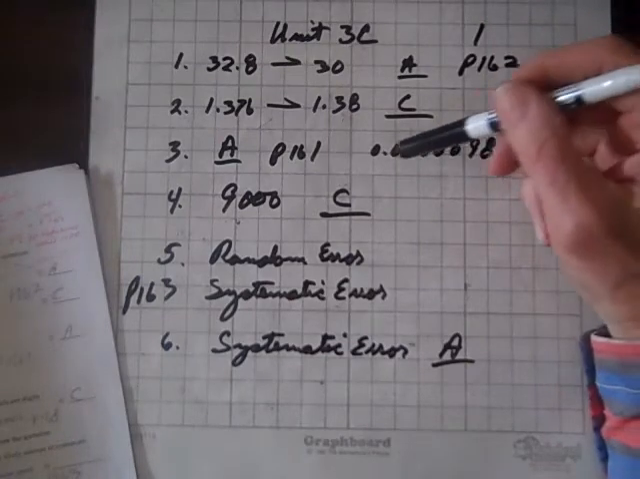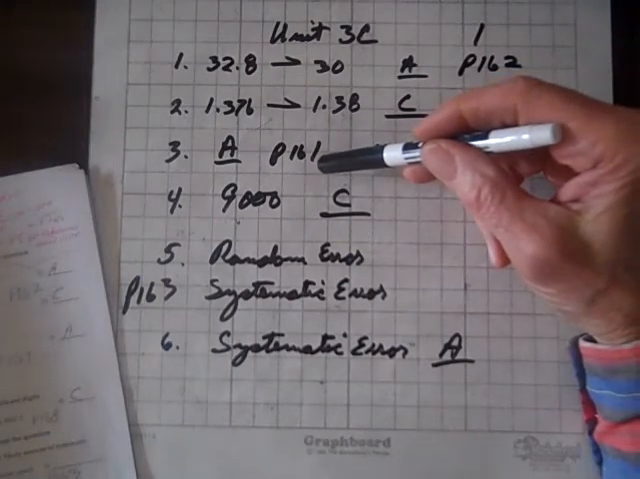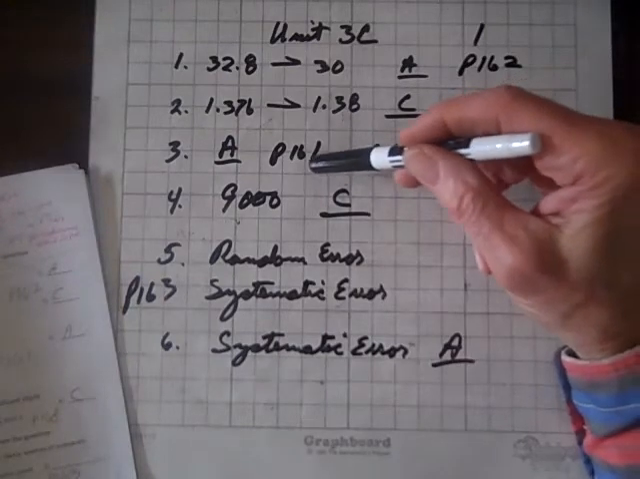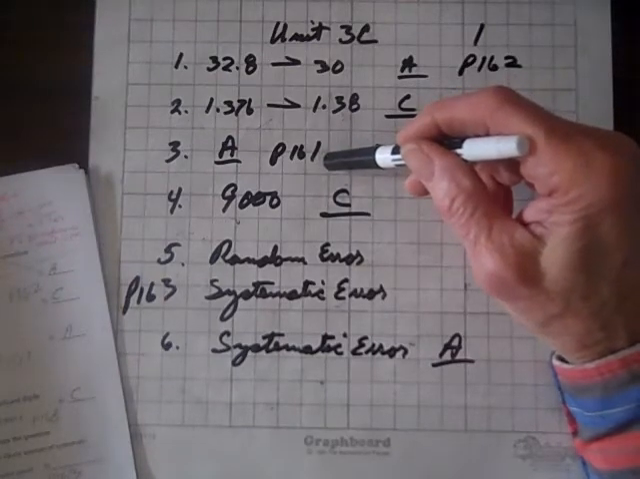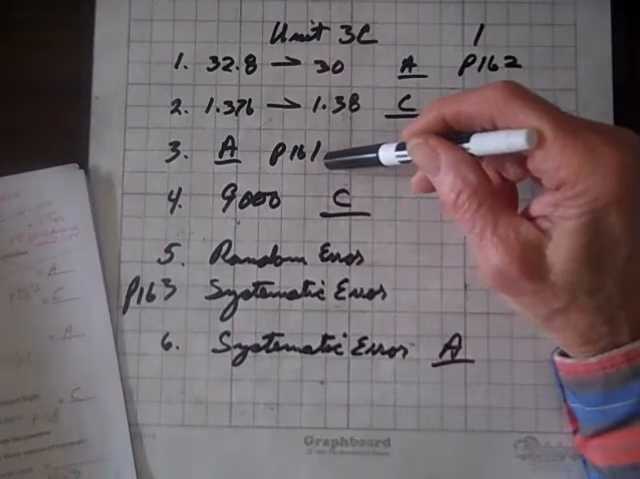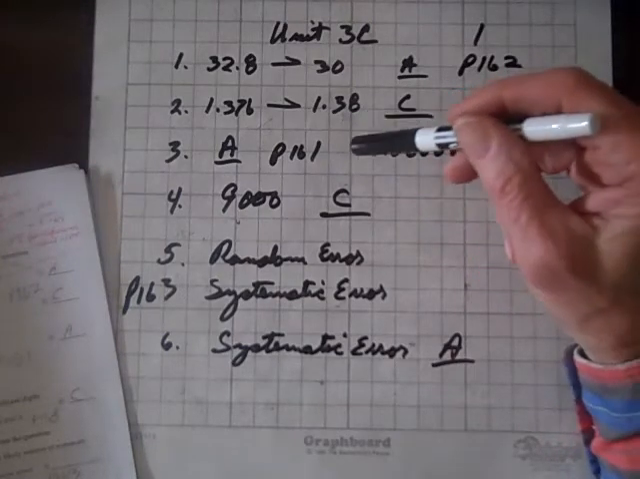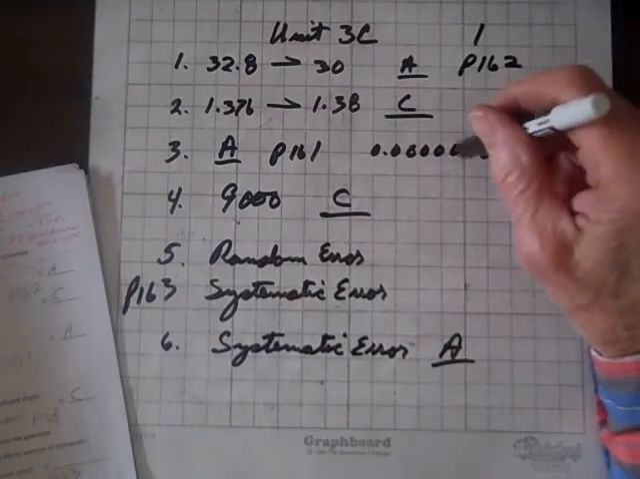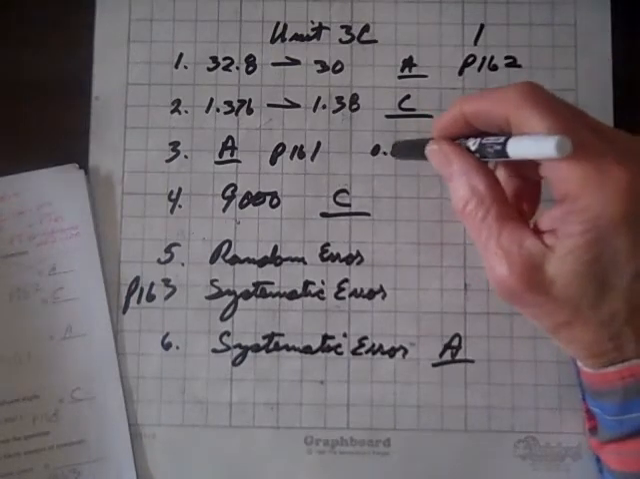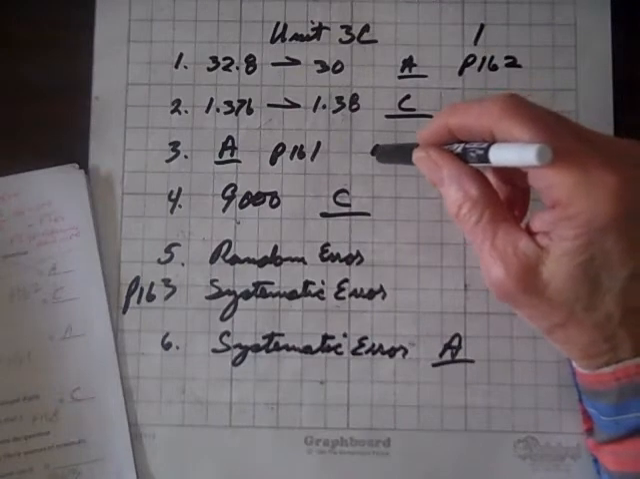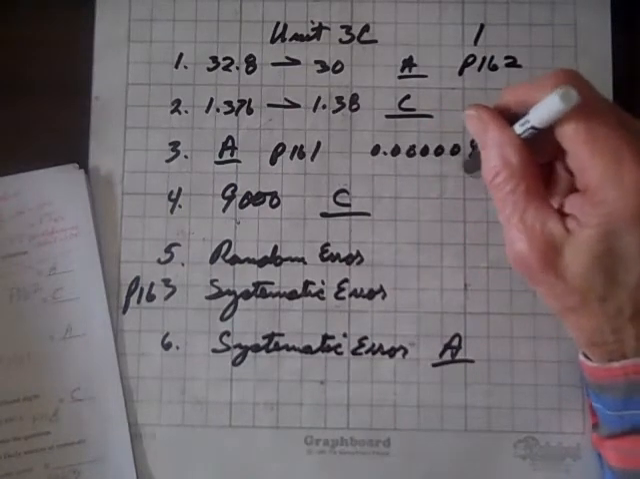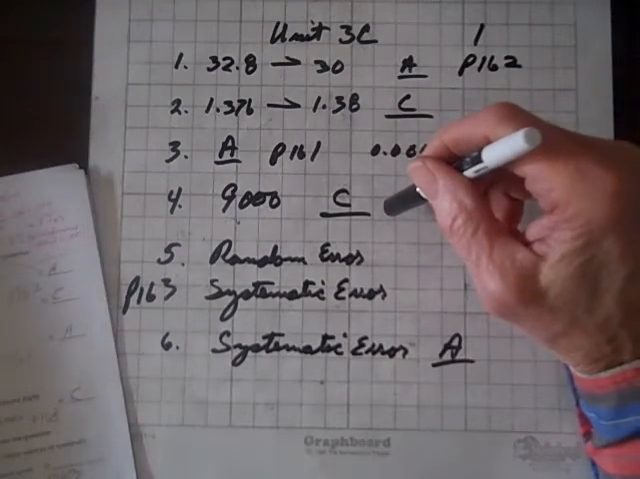And for number 3, I beg your pardon, it says significant digits. Those are covered on page 161. And this happens to have 2 significant digits. The zeros are not significant. Their only purpose is to locate that decimal. So, 2 significant digits.